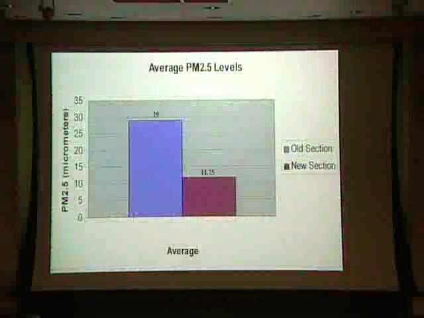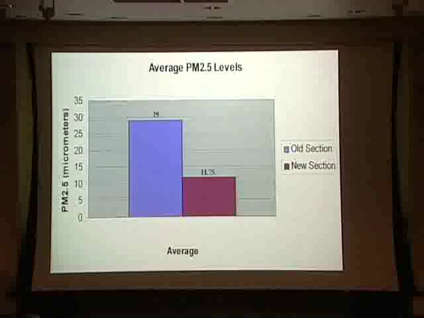In this graph, we have the average PM 2.5 levels for the old section and the new section. So as you can see by the blue, the average for the old section was about 29, and in the new it was about 11.75, which shows a considerable difference.